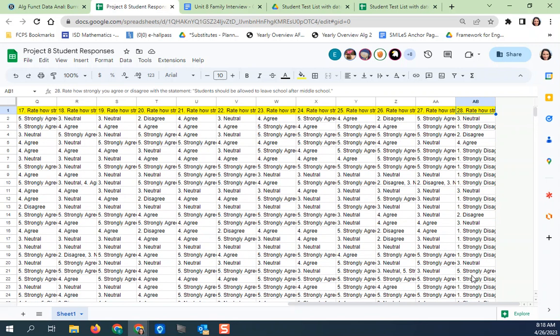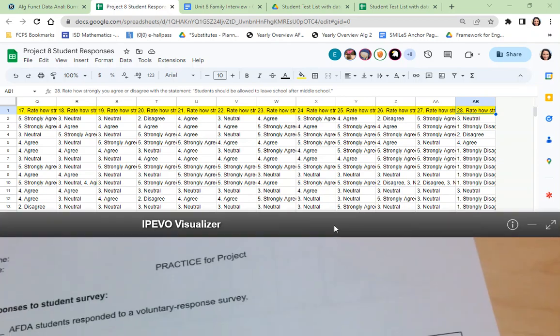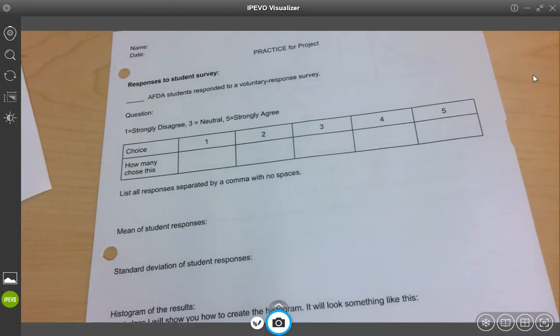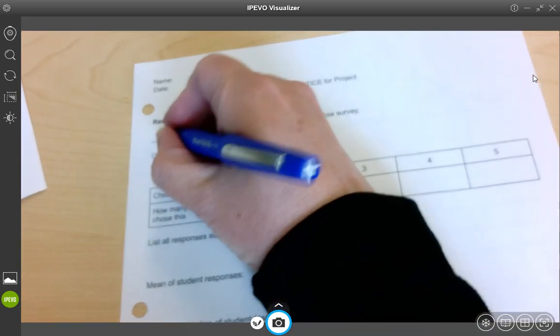What do I have to leave out? The question, right? So it would have been 56 people who answered it, but I have to leave out the question. So how many students answered the survey? 55. Good. All right. So on your paper, the first thing we're going to write is 55 students answered the survey.